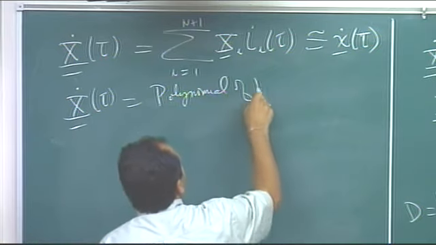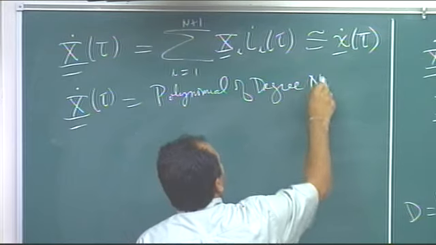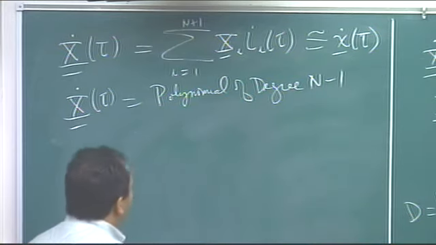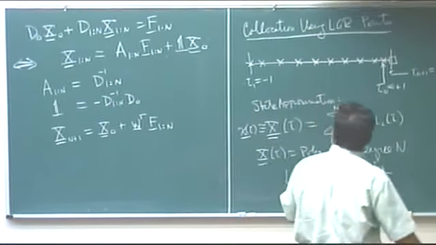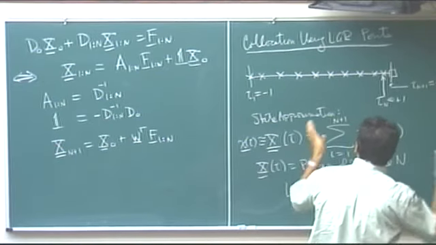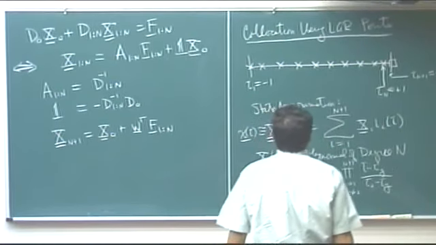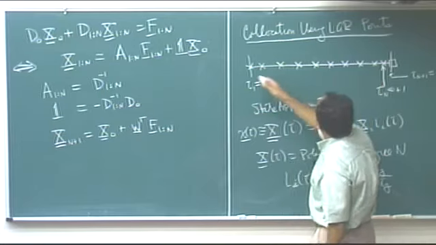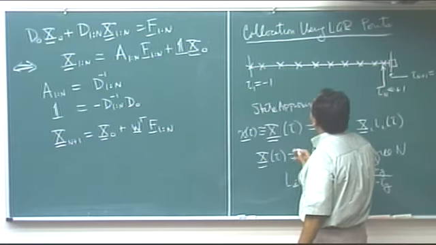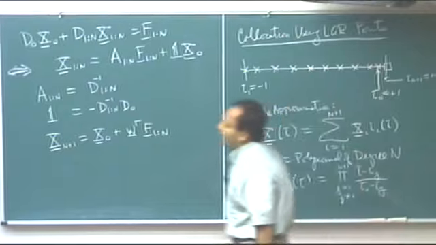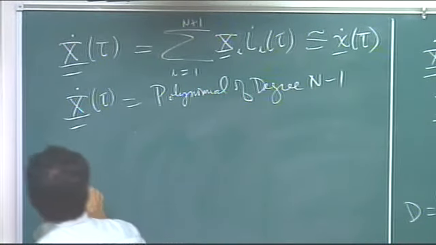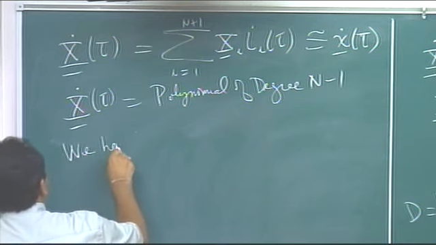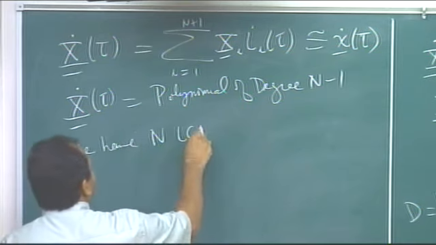So I've got x dot of tau is a polynomial of degree n minus 1. Now, again, as you saw with Gauss, we started with a polynomial of degree n, differentiated it, got a polynomial of degree n minus 1, and we collocated that polynomial at n points. In the case of Radau, we have exactly the same setup as far as the collocation goes. We have n Radau points, right? So we have n Radau points. So if we write all this down, we see the following. So we have n LGR points.